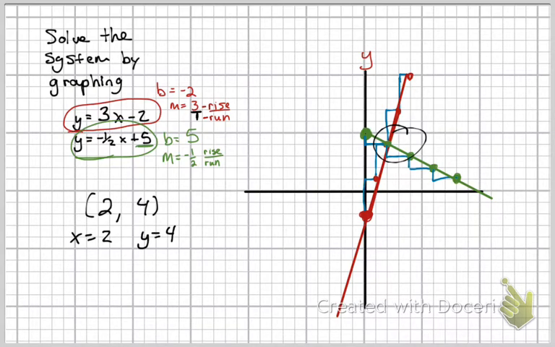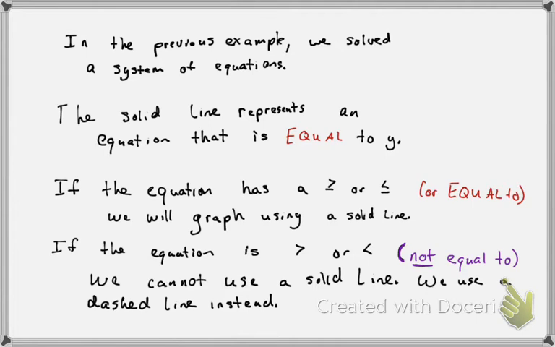Now, this was a system of equations. One thing that we need to remember is that a solid line represents an equation that is equal to y. So that's going to lead us to a note about our inequalities. If the inequality has a greater than or equal to or less than or equal to sign, we use a solid line on the graph, the same as if it was just equal to.